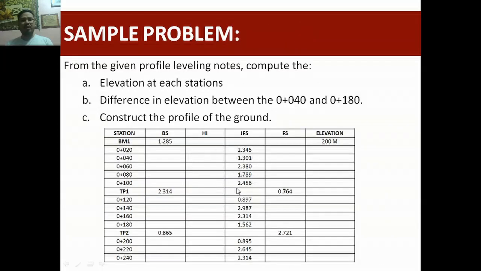But from this given profile leveling notes, we are going to compute the elevation at each station here, the difference in elevation between station 0+040 and 0+180. And then, we are going to construct the profile of the ground based on the computed elevations here. Okay. Now, before ta mo-answer ani class, ako sang i-discuss ang procedure on unsaon ni siya paghimo ang profile leveling.